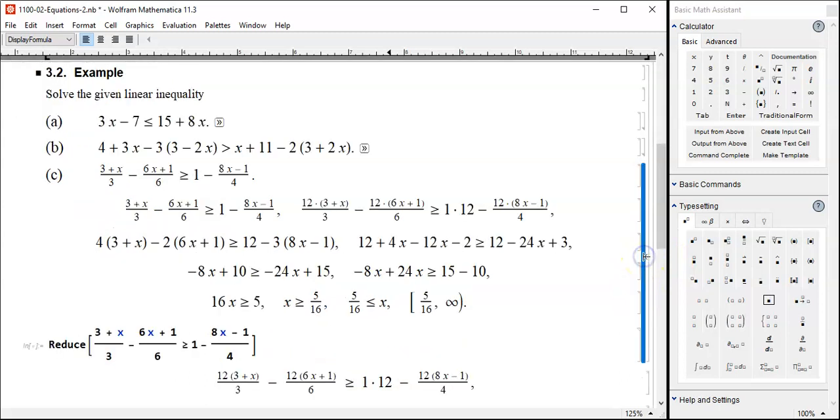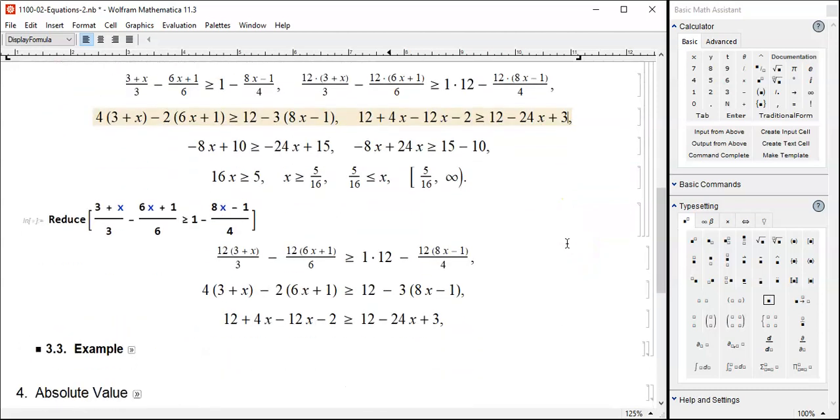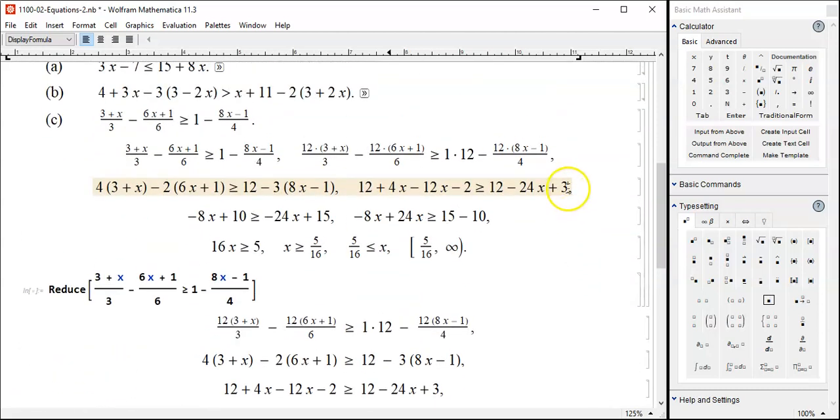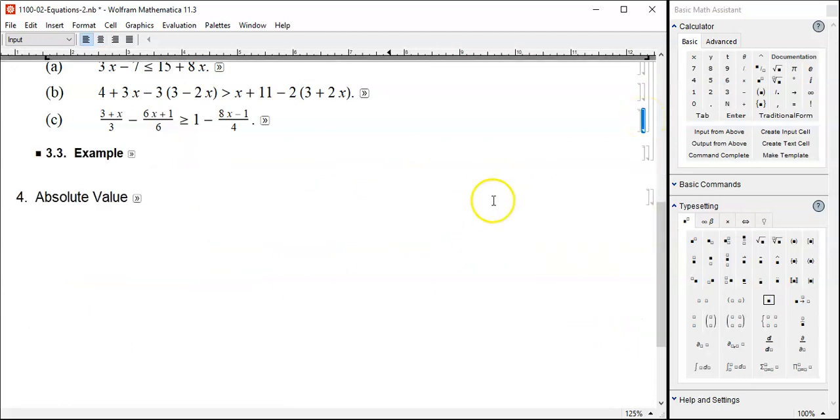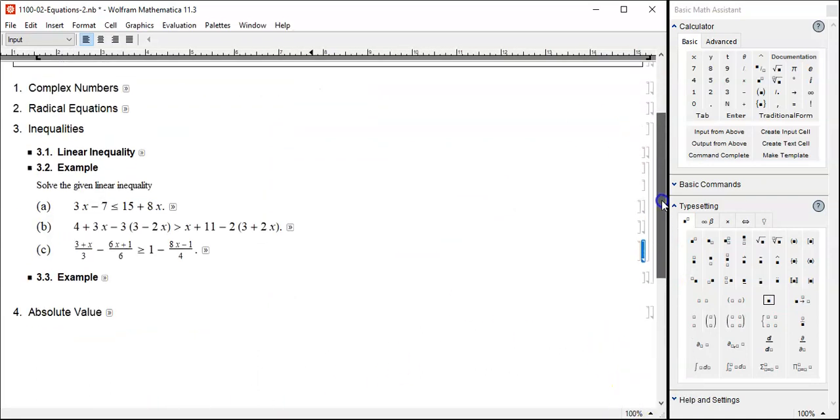Let's see, what do we have here? We are up to here. And then take the like terms together, simplify further, and you're going to get x greater than or equal to 5/16. So we have the closed interval 5/16 to infinity. Okay, alright, let's go back to the normal font size.